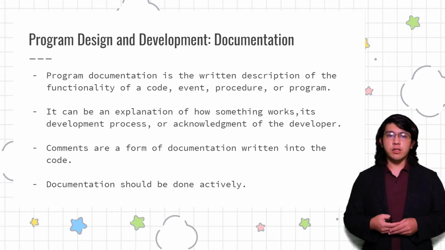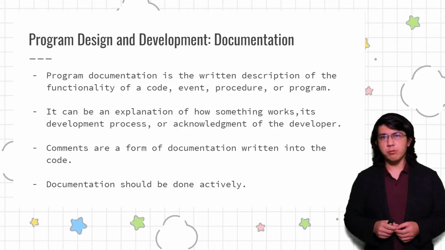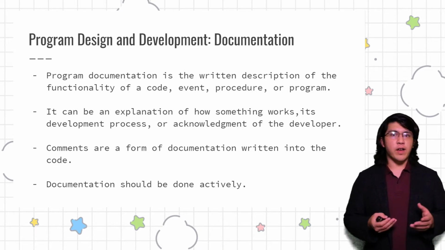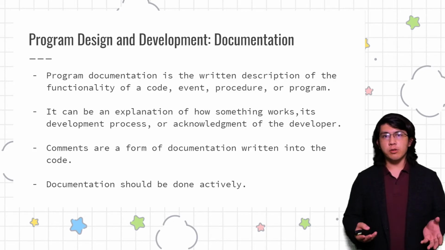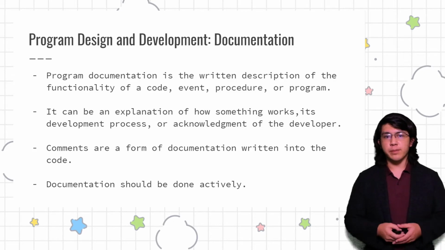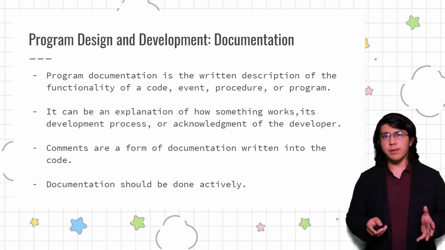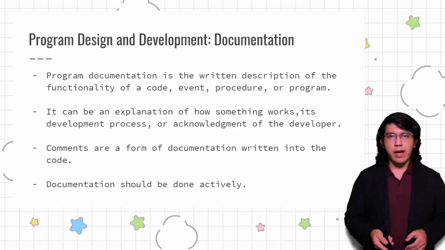As you're coding, you can do documentation via comments. These are lines written directly in the program code that might explain the functionality of a method, define what a variable stands for, or again, just attribute the work of a developer for a certain segment of code. Documentation should be an active process. It should be something that you do as the code is being written, not something you go back and do after the fact.